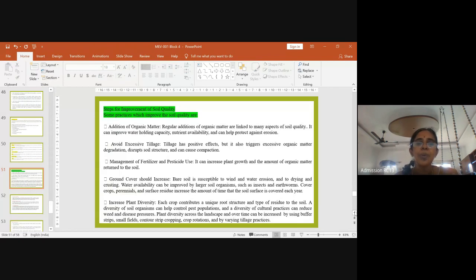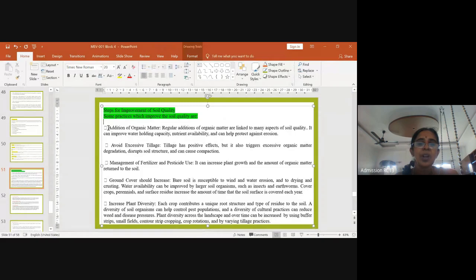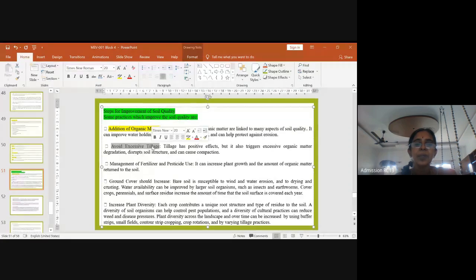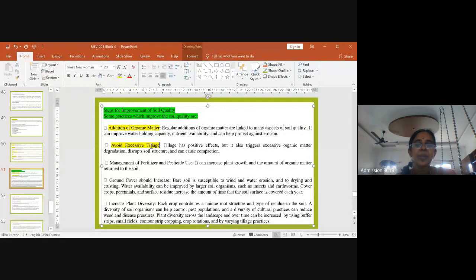So how to improve the quality of the soil? Some of the important ways by which we can improve the soil quality are: first one is addition of organic matter. So regularly adding the organic matter improves the quality of the soil by improving the water holding capacity and nutrient availability, and it protects the soil against erosion.